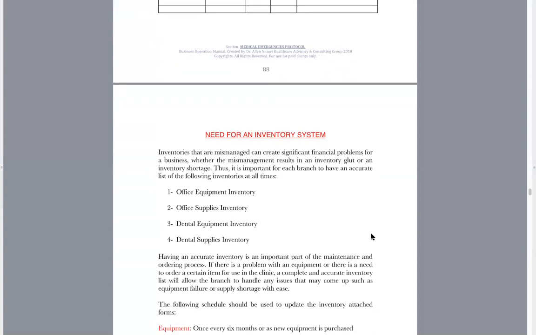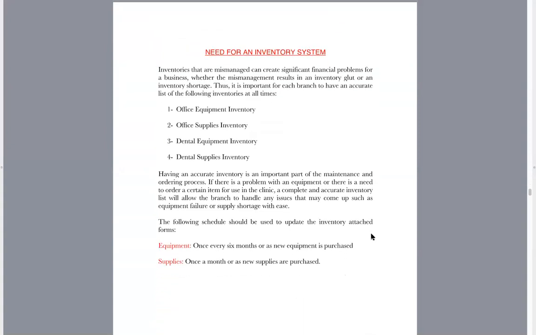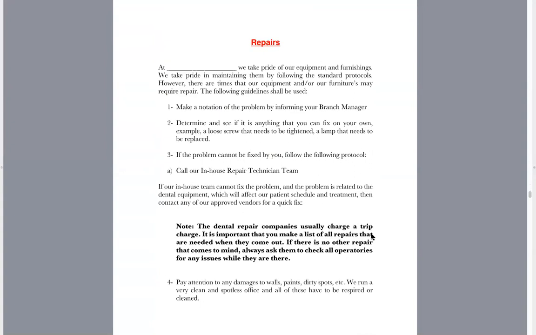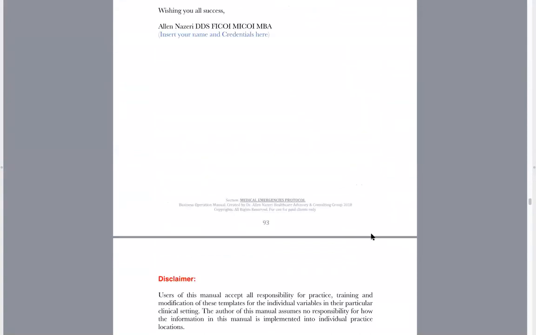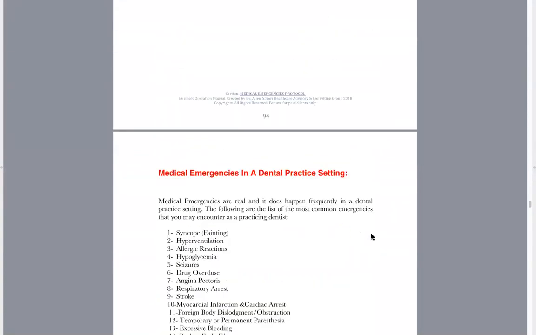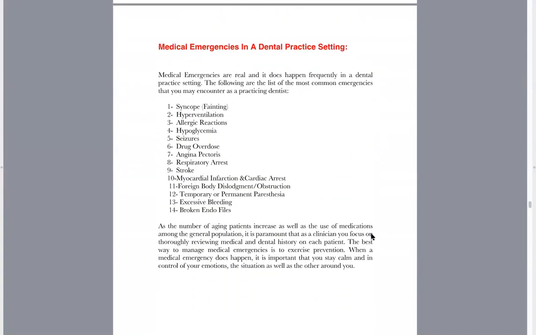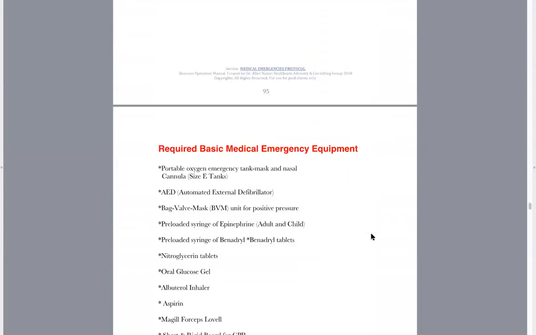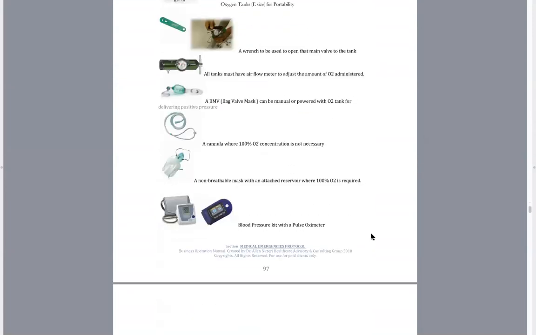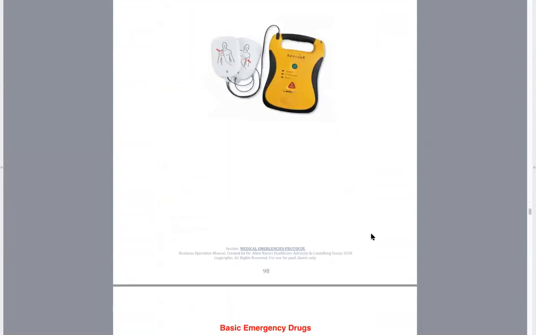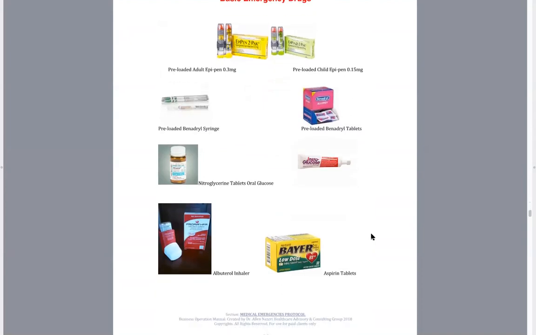Then we have a section on why you need an inventory system and how to build one, repairs and maintenance, who are some of the approved companies for the dental repairs and so forth. Then we have a big section on medical emergencies prevention protocol. What are some of those emergencies that can happen, how to set up basic emergency equipment and supplies. So we have the list. If you want to set these up for your practice, these are the minimum.